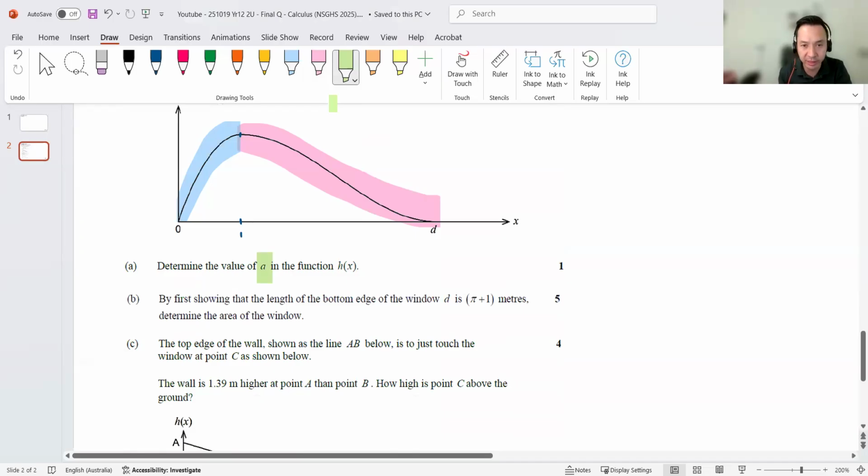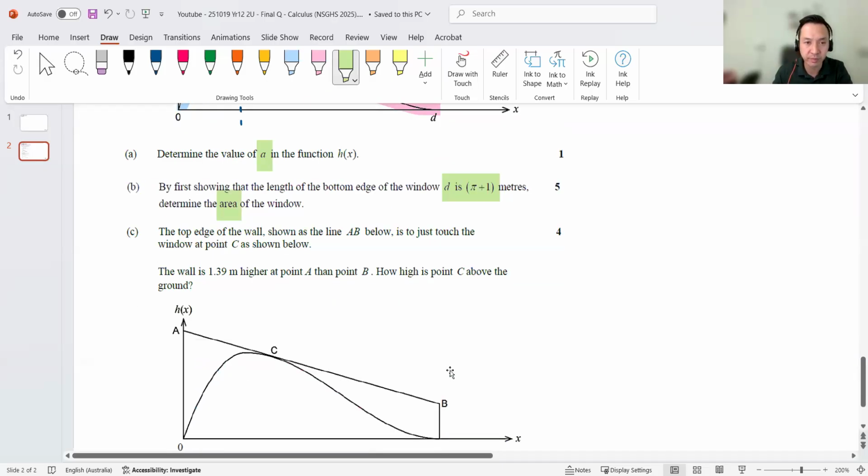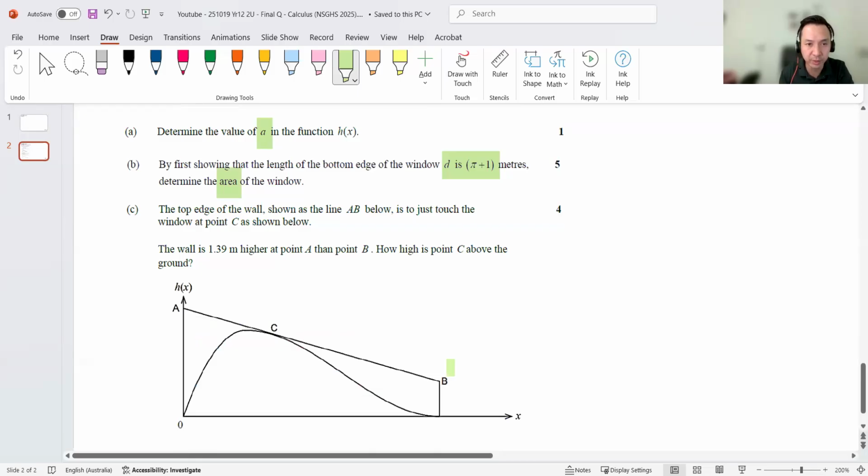Then I've got to show that the length of the bottom edge, D, is something. I'm going to find the area. Find the area, integration, calculus. And then the last part, the top of the wall. That's the wall there. What else do I have here? The wall is that much higher at point A and point B. Find C.